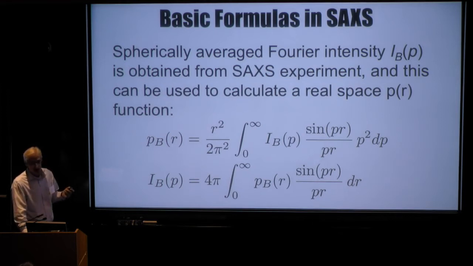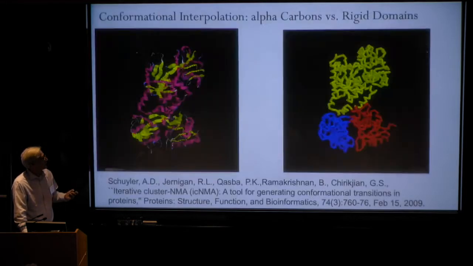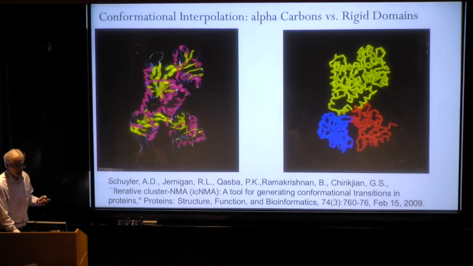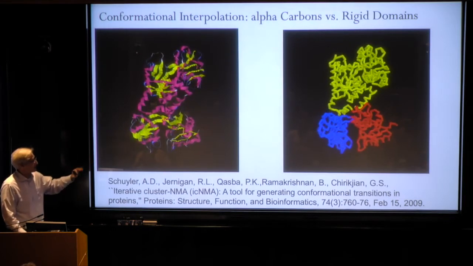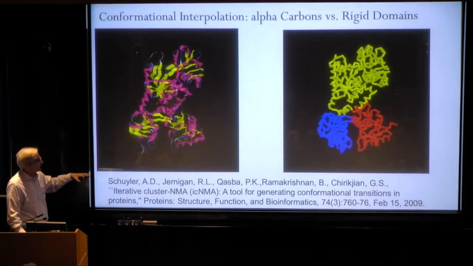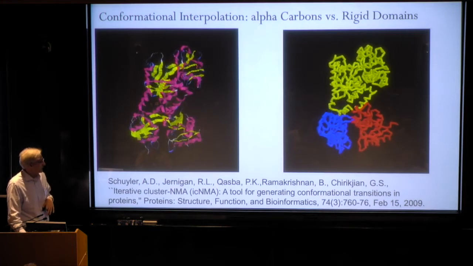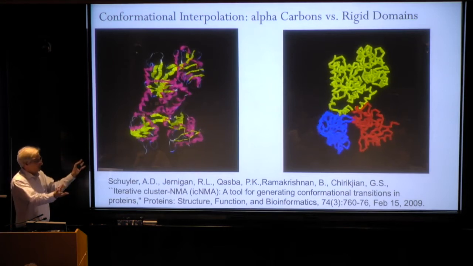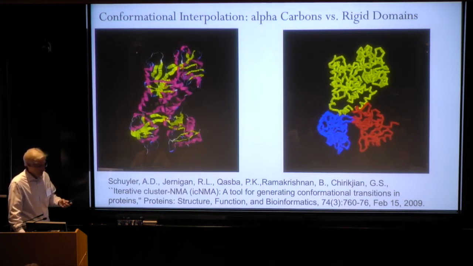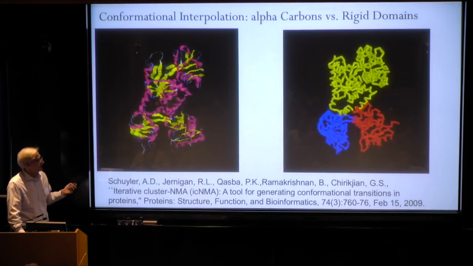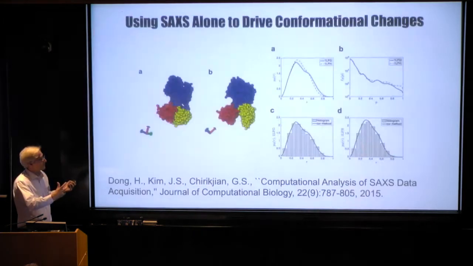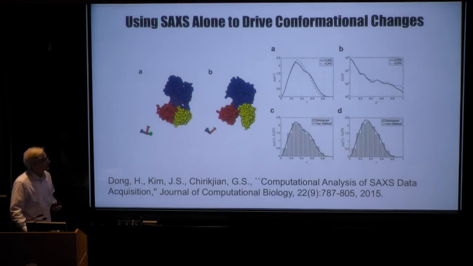So the information content in SAXS is extremely low compared to EM. But nevertheless, we can use it in some ways, even just by itself. So this is work from many years ago that I did with Robert Jernigan and our collaborators on conformational interpolation, where we have two end states, two crystal structures. And we've adapted this method to take an initial crystal structure and drive it to the shape of a second structure using only the SAXS profile curve of that second structure.